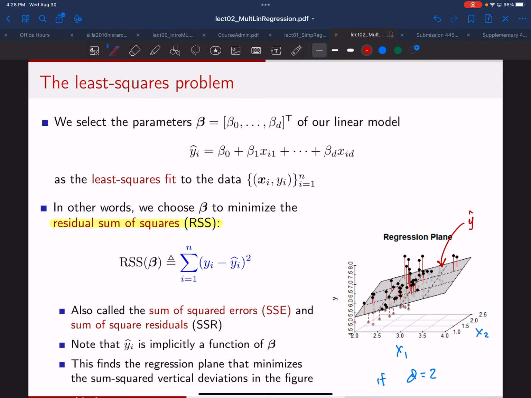Yes? I'm a little confused by the degrees of freedom. You can only tilt it along one axis and then just move it in every other? So we can tilt it along the x1 axis without tilting it at all along the x2 axis. That would be what beta 1 does. It adjusts the slope in the x1 direction. And beta 2 adjusts the slope in the x2 direction alone, and then beta 0 is the height.